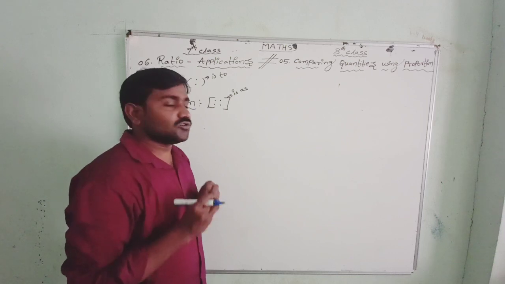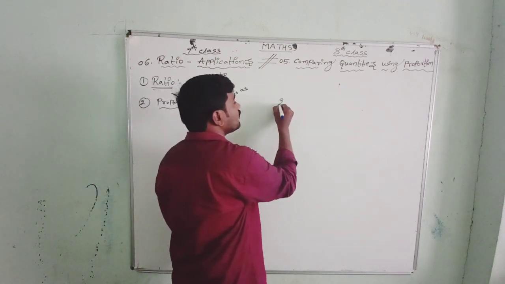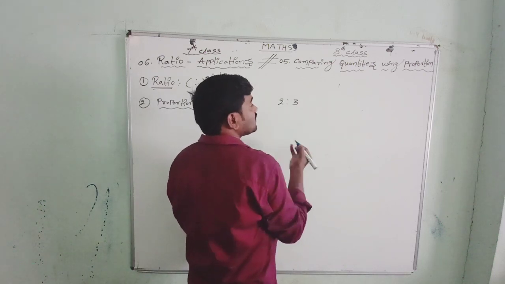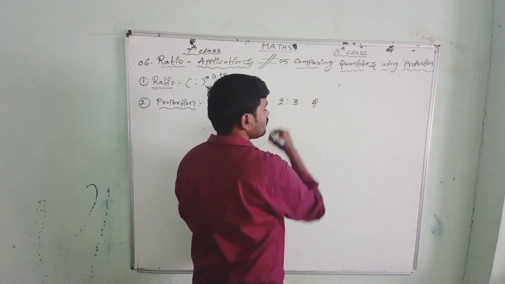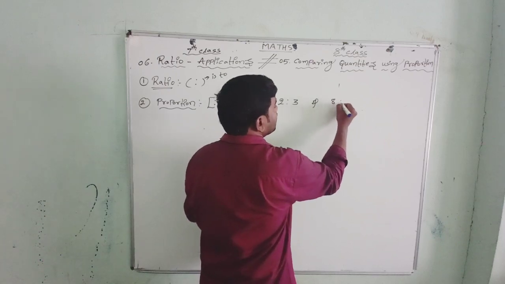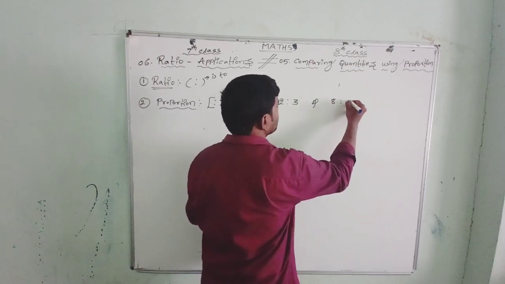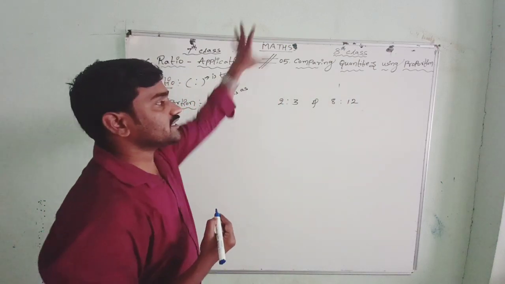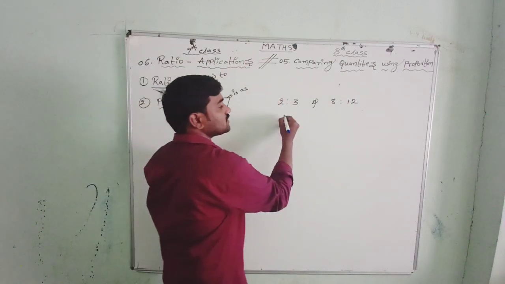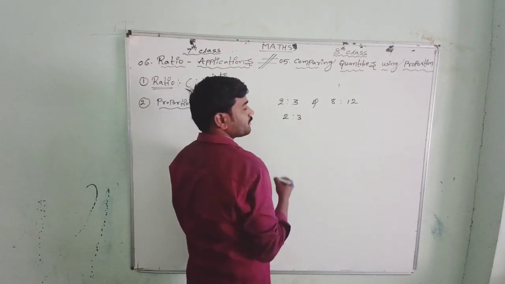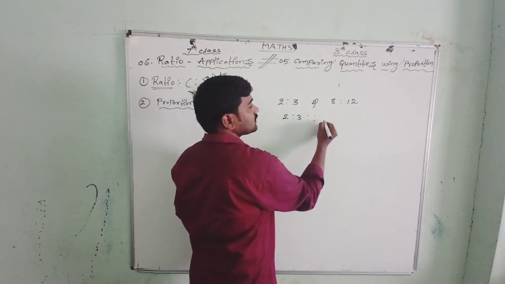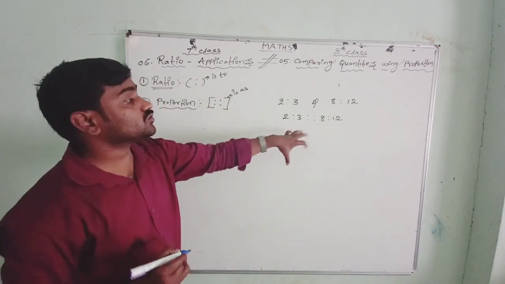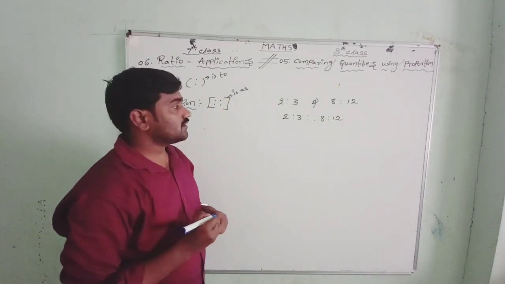What? Equality of two ratios. Suppose there is one ratio 2 is to 3, and there is one more ratio 8 is to 12. Now we can say that if you write this, 2 is to 3 is as 8 is to 12. Equality of these two ratios is known as a proportion.